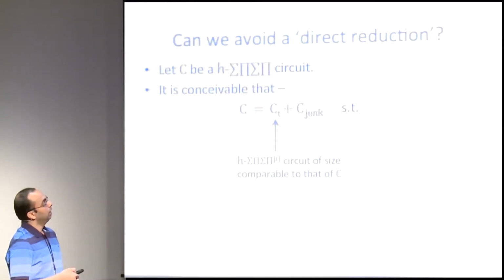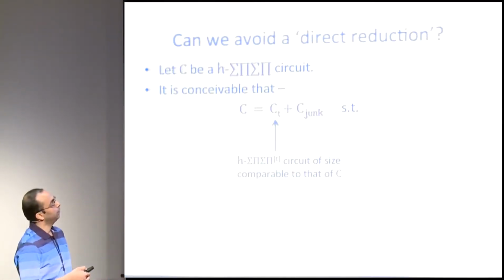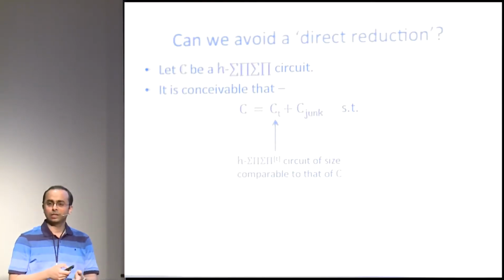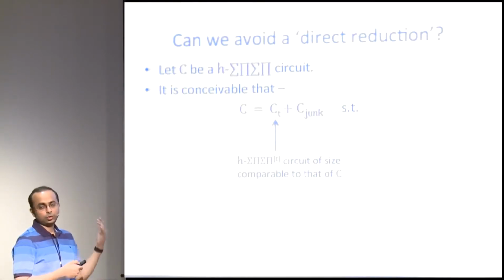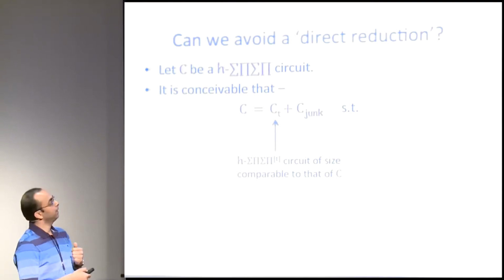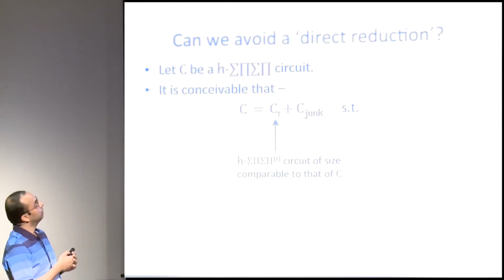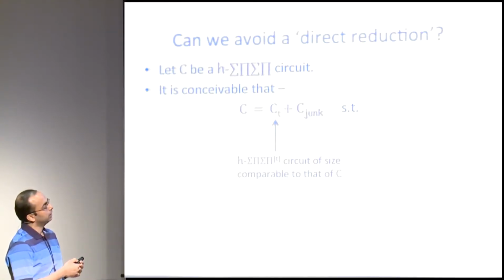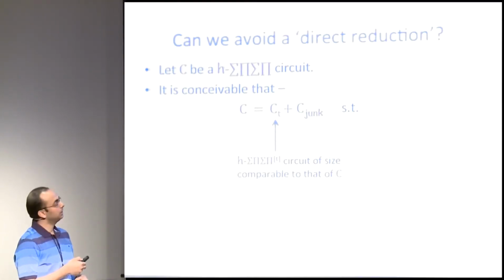Right. So this is the starting point of our variant of shifted partial. And what we asked is this question: can we somehow bypass this direct reduction and still reduce homogeneous depth 4 circuits to homogeneous depth 4 circuits with small bottom fan-in? What do I mean by this? I mean exactly this. It is conceivable that you start with a homogeneous depth 3 circuit, and that circuit looks like a homogeneous depth 4 circuit with bottom fan-in bounded by T, plus some junk part, some junk polynomial, some junk circuit. It's not exactly this, but it has this junk part.